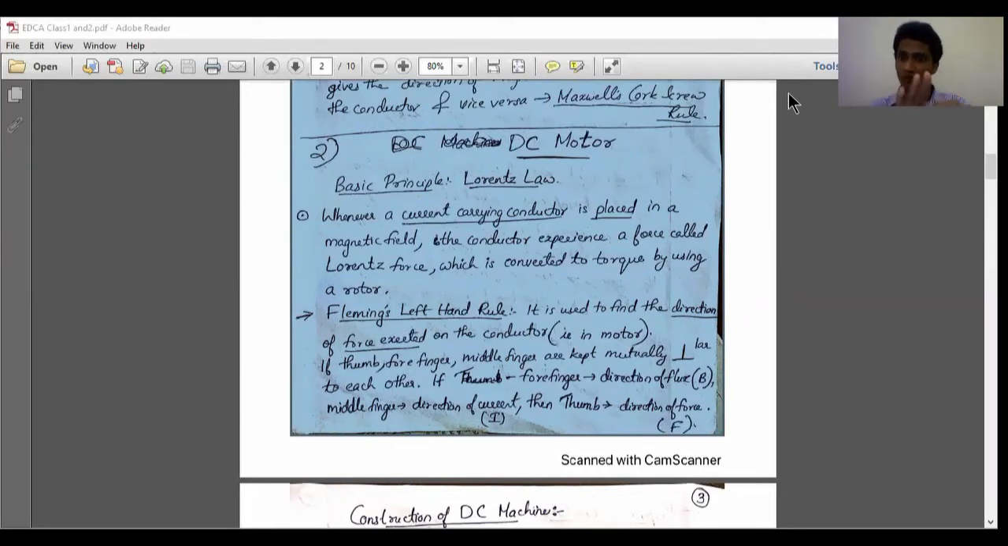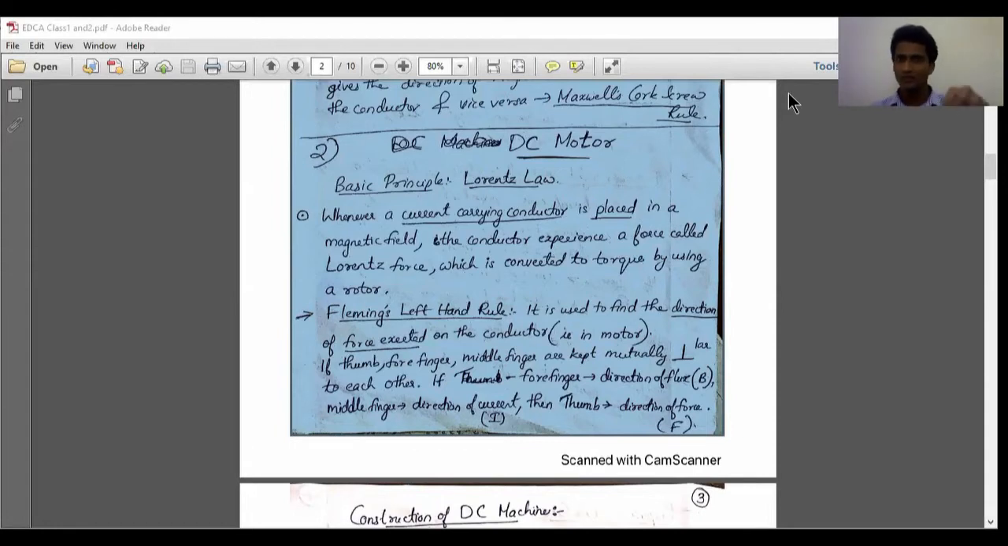But I'm not moving this conductor initially. I'm just applying electric current to a conductor and keeping that conductor in a magnetic field. According to Lorentz, if a current carrying conductor is placed in a magnetic field, the conductor will experience a force called Lorentz force. And if the conductor is in rotary motion, then the force is named as torque.